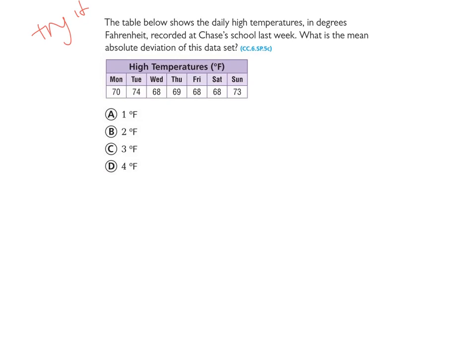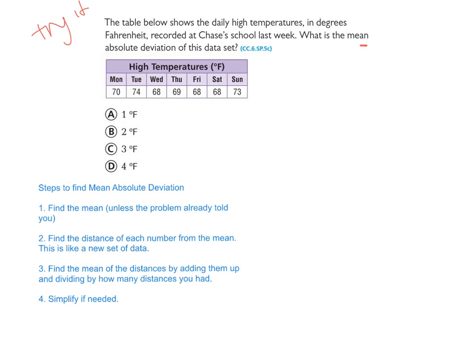Okay, try this one on your own. This is going to go back to mean absolute deviation. So if you can't remember how to do that, you might need to go back in your notebooks. I think it was lesson 13.3 and 4. Okay, so the table shows the daily high temperatures in degrees Fahrenheit recorded at Chase's school last week. What is the mean absolute deviation of this data set? Okay, so go ahead and find this answer, and then I'll solve it with you.